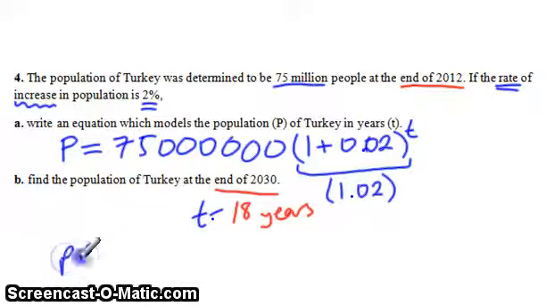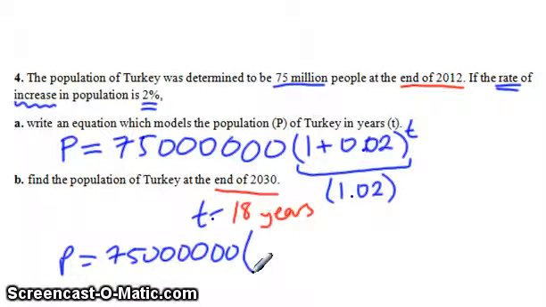So no problems there. And so we just substitute that for our value of t into our equation. So we have the population, it's going to be 75,000,000 times 1.02, all to the power of 18. Now, we're not expecting you to do that in your head. Let's show how to do that on our calculators.